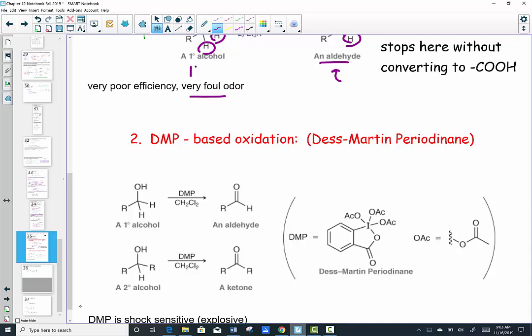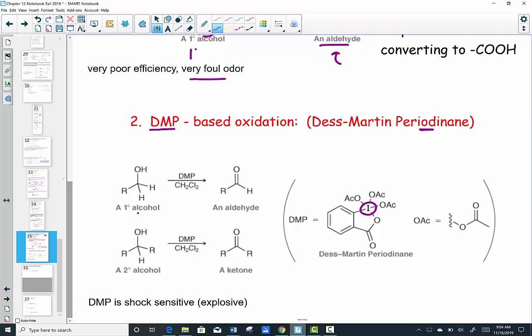So a second oxidative reagent is known as the Dess-Martin periodinane. Now hear this root word, iodine. It's an iodine-based compound, not chromium at all, but iodine. Dess-Martin periodinane is the name of that compound, and you'll just see it as DMP on the arrow. Same outcome. Here we have a primary alcohol converting to an aldehyde.